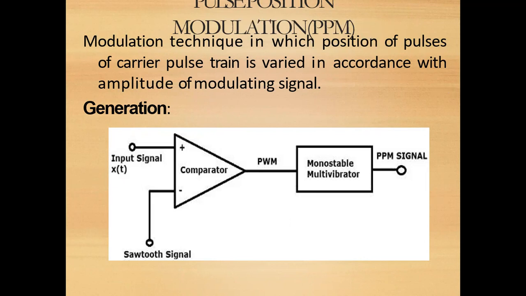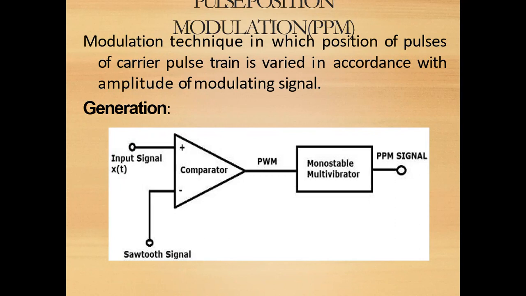Coming to the definition of pulse position modulation, the position of pulses in the carrier pulse train will be varied in accordance with the amplitude of the modulating signal. And one more thing here, by PWM, we can achieve PPM, pulse position modulation. From PWM, PPM can be obtained.